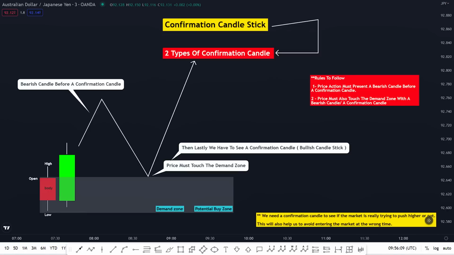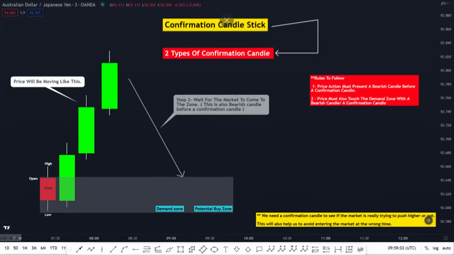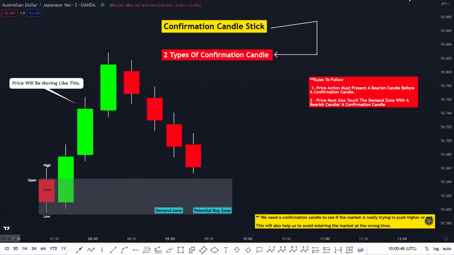But let's do an illustration. Step 1, after the demand zone, price will move like this. Then what we need next is a bearish candlestick before a confirmation candle. Step 2, you will see price coming back to the zone with bearish candlesticks, and sometimes it can be one candlestick. This is also called a bearish candlestick before a confirmation candle. Now we can see we have bearish candlesticks. And also guys, look at how we drew the zone: it is from the open of the bearish candlestick to the low.